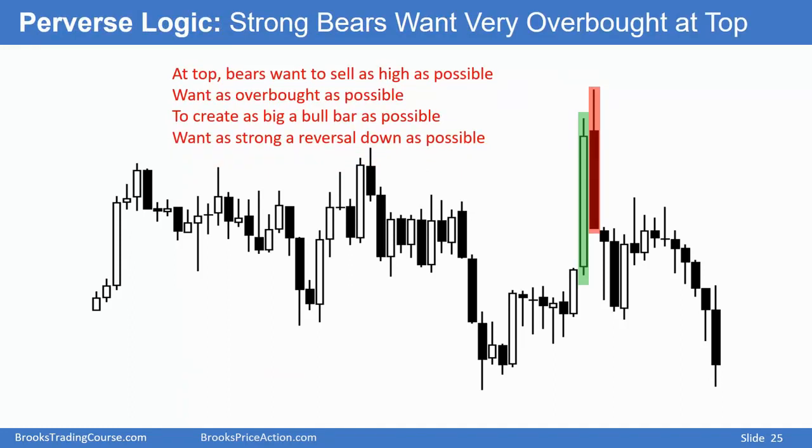The bears at the top, they want to sell as high as possible. They want the market as overbought as possible because that has a better chance of creating a big reversal down. The bears want a big bull bar. They're expecting the market to fail on its breakout attempt, but they want it to be as strong a bull bar as possible to trap as many bulls as possible into buying high, because then those bulls will have to sell, and that will add to the selling and lower prices.